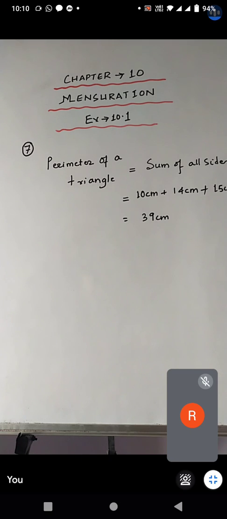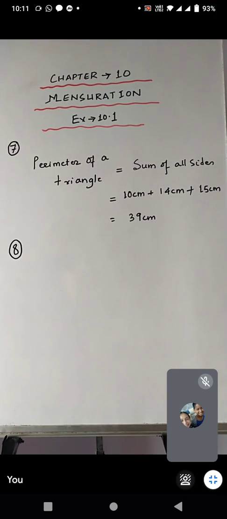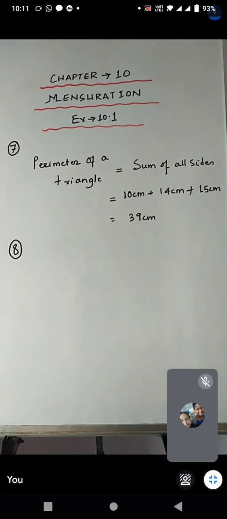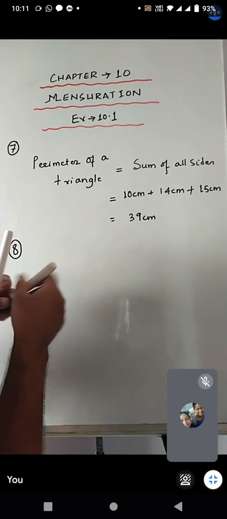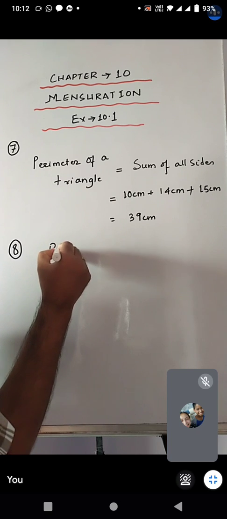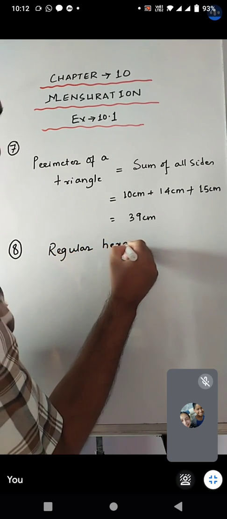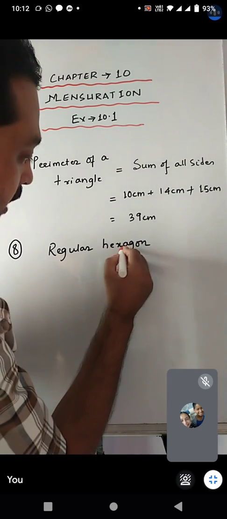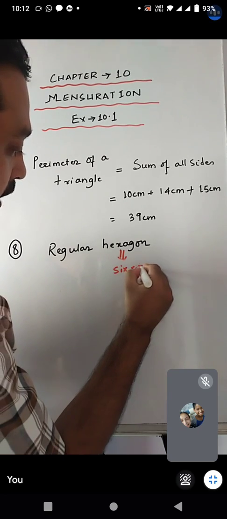Now let's move on to question number 8. Question number 8 is very easy. Find the perimeter of a regular hexagon. The word written is regular, so first of all we have to understand the meaning of these two words, regular hexagon. A hexagon is a polygon of 6 sides, remember that.